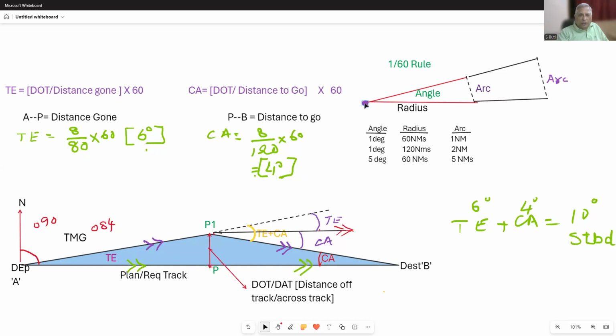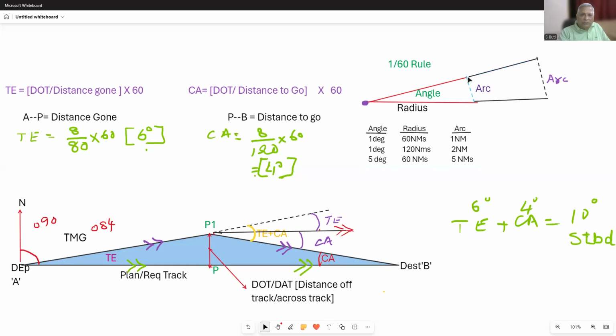This is the center of a circle. This is the radius. It states that an arc of 1 nautical mile of a circle at a radius of 60 nautical miles will subtend an angle of 1 degree at the center. So if the radius is 60 nautical miles, a 1 degree angle gives you an arc of 1 nautical mile, and a 1 nautical mile arc will give you an angle of 1 degree at the center. If the radius is 120 nautical miles, this arc becomes double, 2 nautical miles.